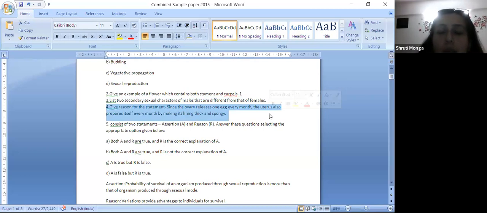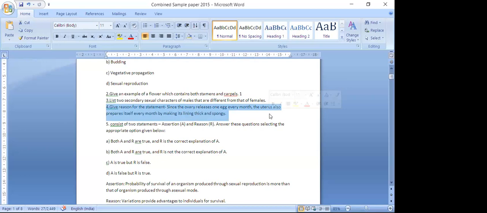Yes, Jitesh? Every month the ovaries produce an egg. The hormone, I don't remember the name, activates the lining of the uterus to become thick and spongy, so that if the egg is fertilized by the sperm, the uterus wall is spongy so that the zygote can completely develop into the fetus.